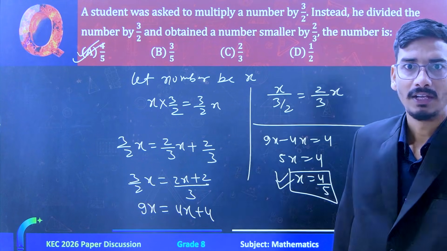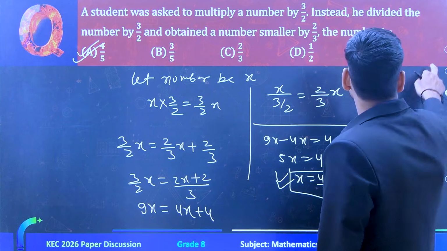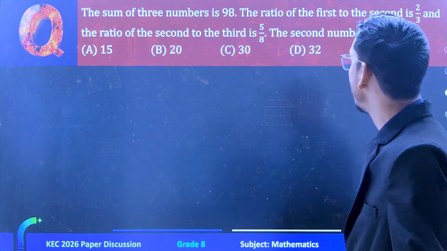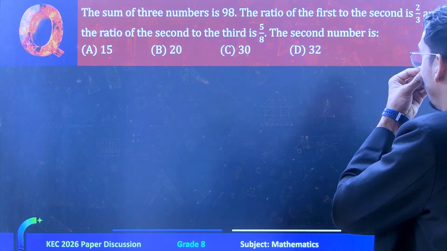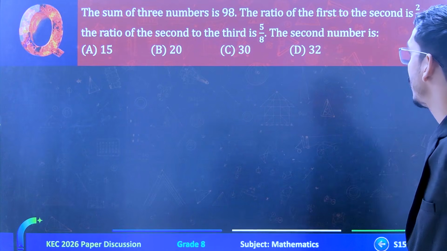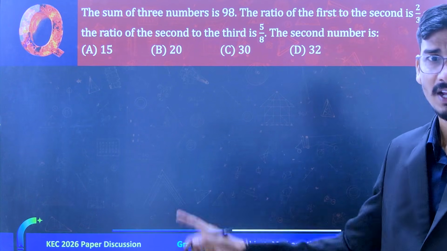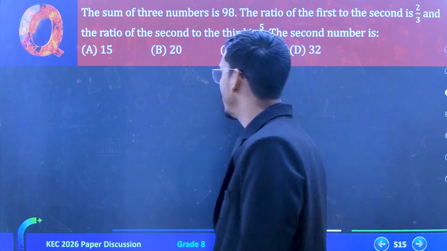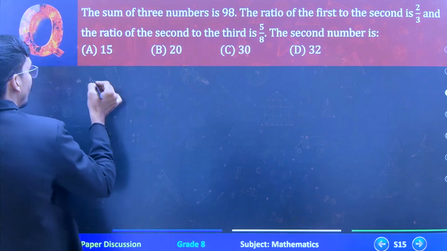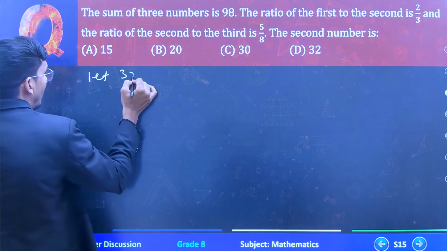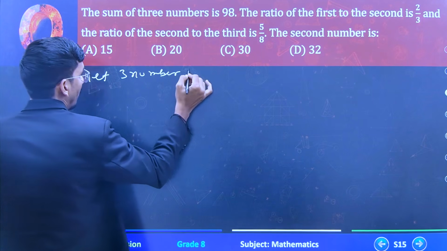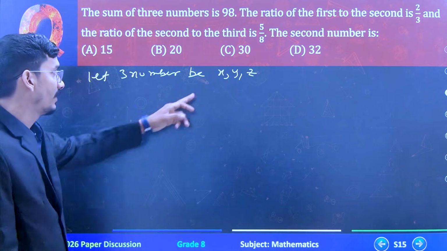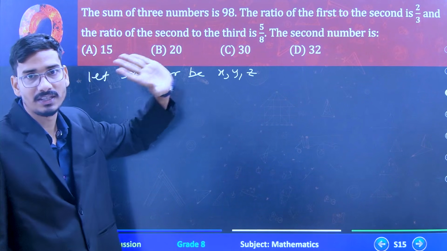So let's come to the next problem. The sum of three numbers is 98. The ratio of first and second is 2 by 3, and the ratio of second and third is 5 by 8. Find the second number. Again, this question is coming from the classwork copy. Okay, yes. So let us suppose the three numbers be x, y, and z. X is the first, y is the second number, and z is the third number.